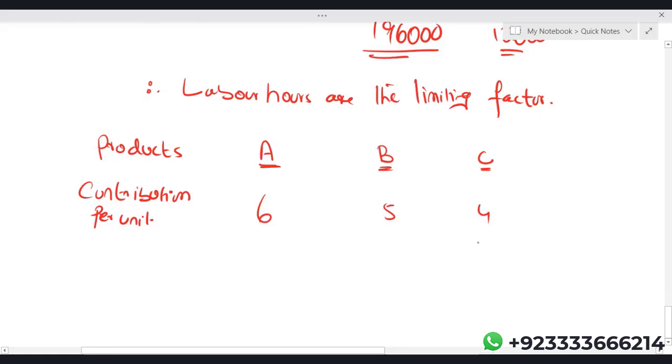We have already decided the limiting factor is labor hour. So let's divide the contribution per unit with the labor hours required for 1 unit. One unit of product A needs 1.2 hours of labor. One unit of product B needs 0.8 hours of labor. One unit of product C needs 0.4 hours of labor.